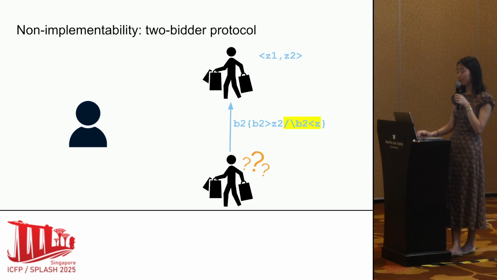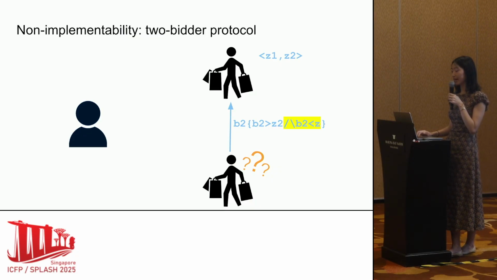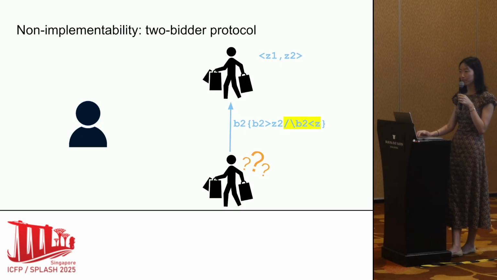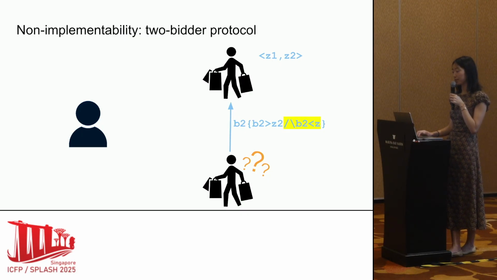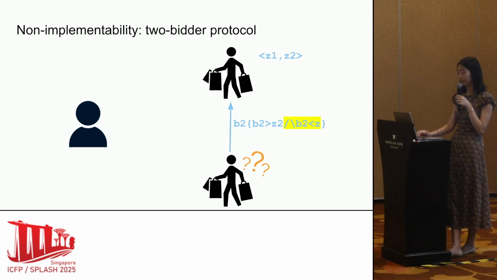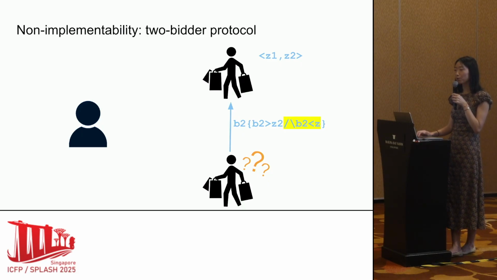As an example of non-implementability, consider if we add the following conjunct to our two-bidder example that requires that the second bidder never place bids that exceed the price of the book, meaning that the two bidders must make non-zero contributions each. This protocol now becomes non-implementable because these two bidders don't have equal access to information. In particular, the second bidder does not know the price of the book and therefore cannot always send bids that satisfy this constraint.